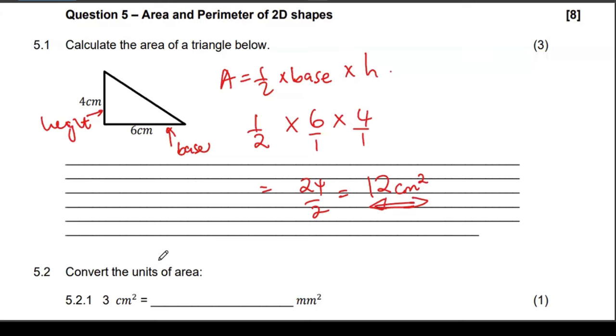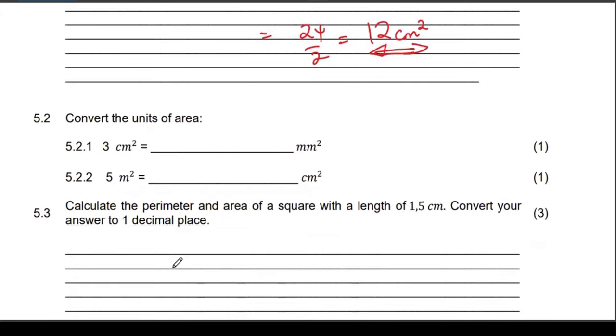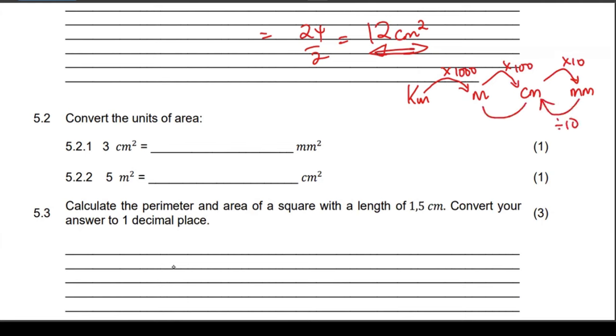Then 5.2, convert the following units of area. So we know that if we have kilometers, meters, centimeters, and millimeters, if you're converting from kilometers to meters, you multiply by 1,000, then we multiply by 100, then we multiply by 10. If you're moving backwards, you divide by what we're calling the conversion factors.